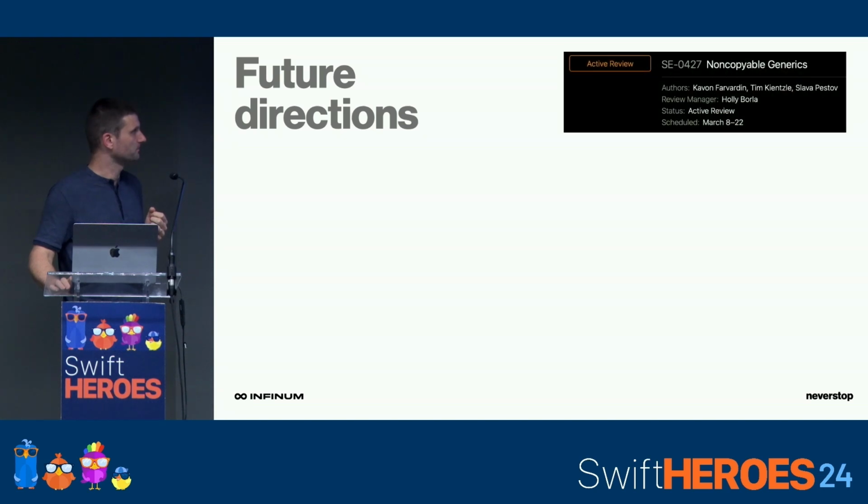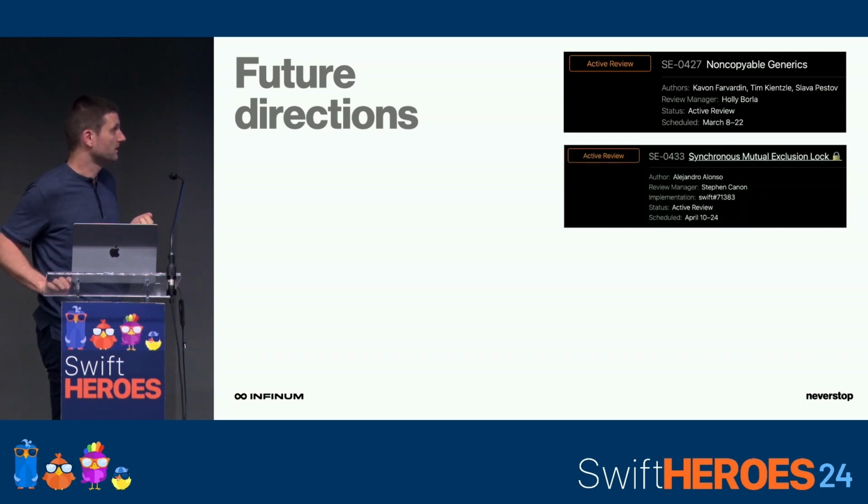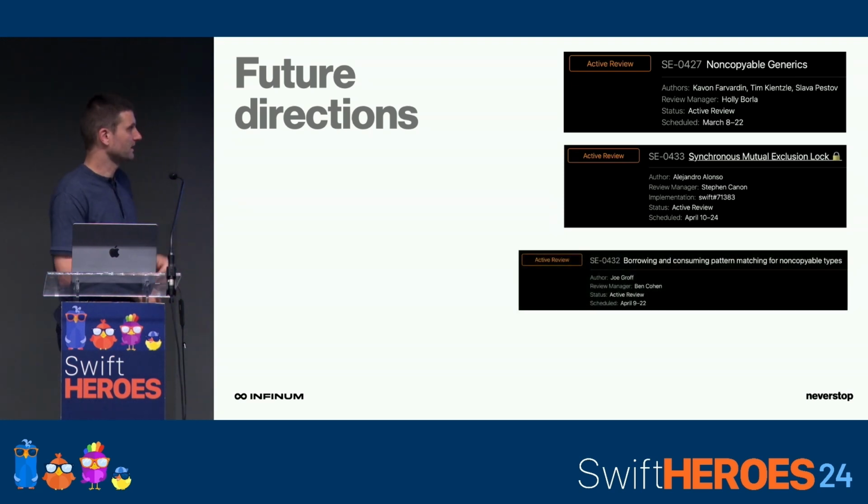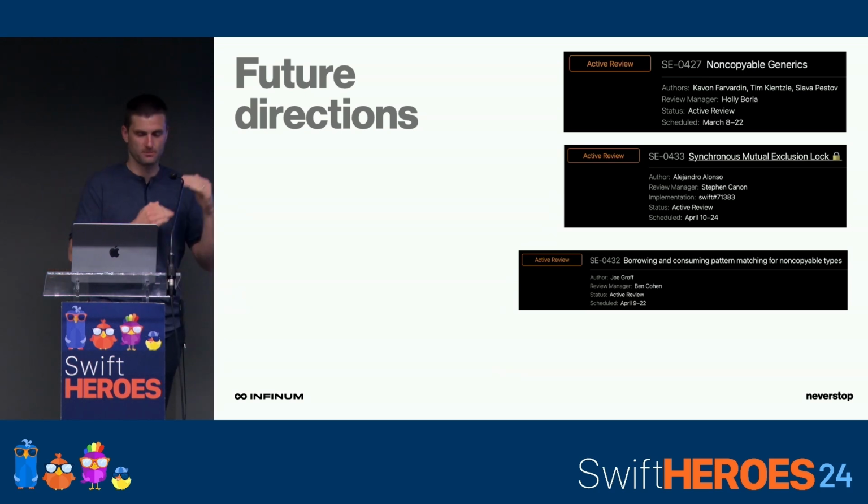There are some proposals that are in active review, such as this one for non-copyable generics. It is currently not possible to use generics with non-copyable types. This other one, I thought this one was interesting because it's an actual use case for non-copyable types. And finally, this one, I think there was some discussion about this yesterday in the non-copyable type talk, where when you are doing pattern matching, the value is consumed. So this proposal will allow you to borrow the value, and you will not need to reassign it whenever you are pattern matching over a non-copyable value.